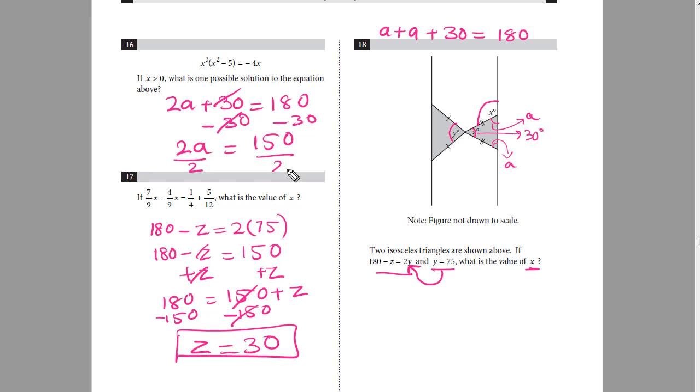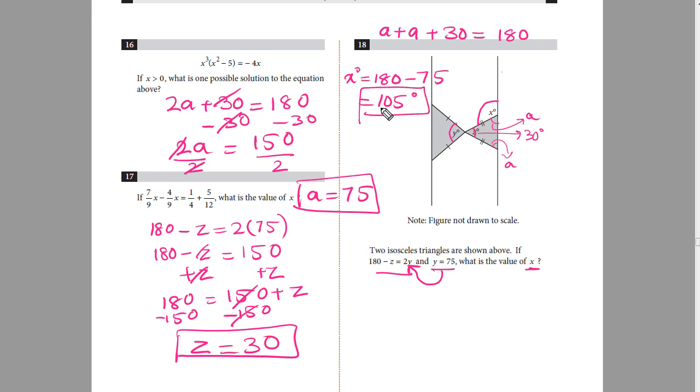Now I'll divide both sides by 2 and this will get cancelled, and 150 over 2 will be equal to 75. So A will be equal to 75. Because this A is equal to 75, this x will become equal to 180 minus 75. So x degrees is equal to 180 minus 75. So it will become equal to 105 degrees. So angle x is equal to 105 degrees. That's the answer.